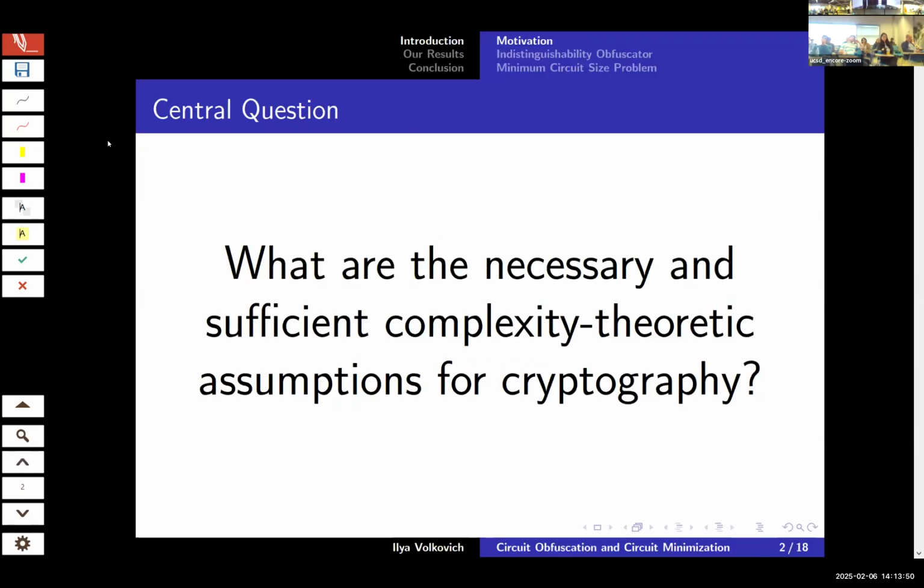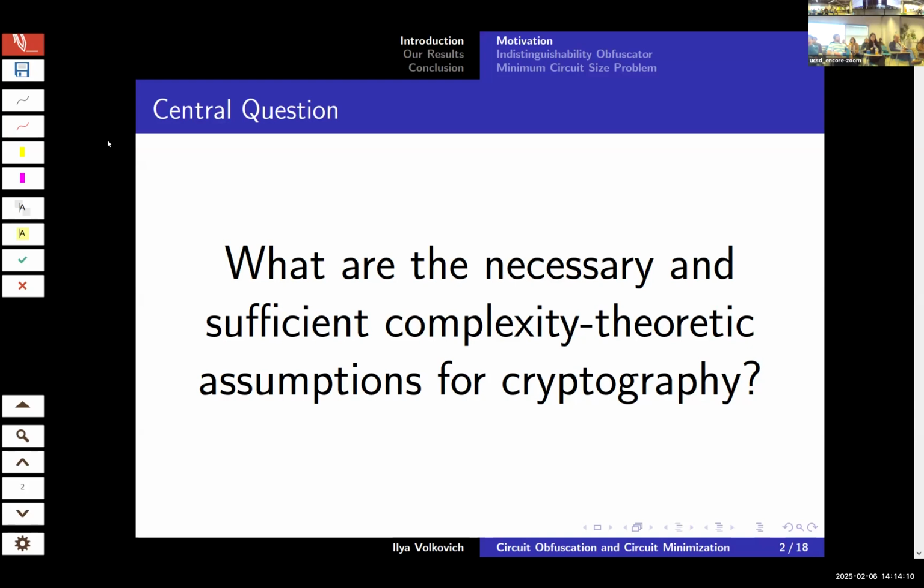get more to that. So I guess this whole line of work that we're pursuing here, which is in line with the workshop, is: what are the necessary and sufficient complexity-theoretic assumptions for cryptography? This is a very, very broad question, but this question actually has limitations because we have to ask it in the right way. What do I mean by that?